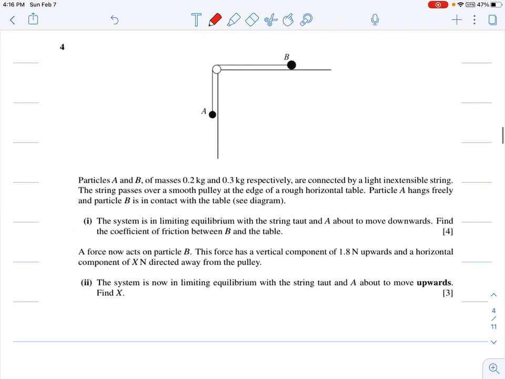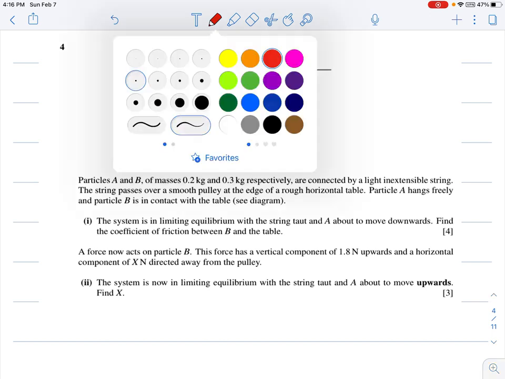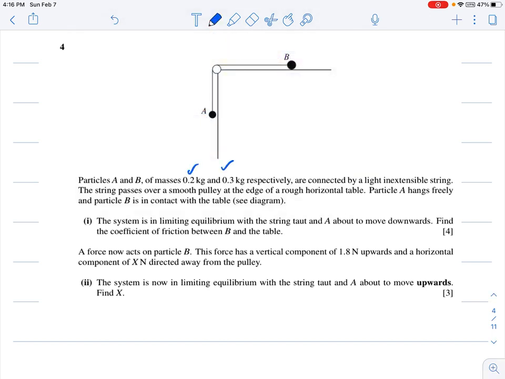Question number 4, another simple question. Particles of masses 0.2 kg and 0.3 kg are connected by a light inextensible string. The string passes over a smooth pulley at the edge of a rough horizontal plane. Particle A hangs freely, particle B is in contact with the table. The system is in limiting equilibrium, with the string being taut, and A is about to move downwards. That's the most important thing. The motion is always downwards in this question, means B is moving in this direction, A is going downwards. Find the coefficient of friction, 4 marks question.